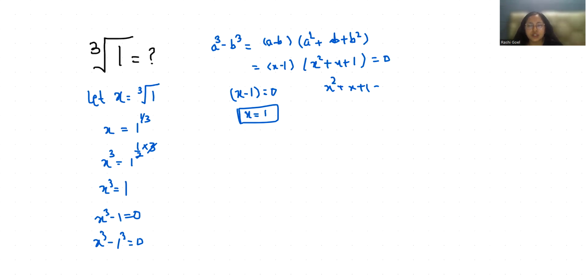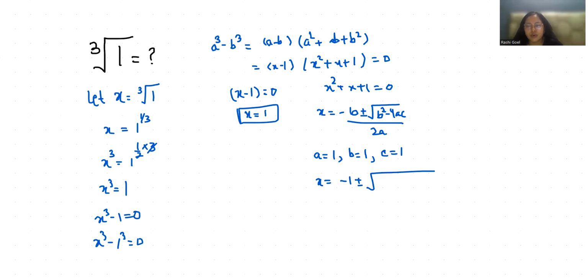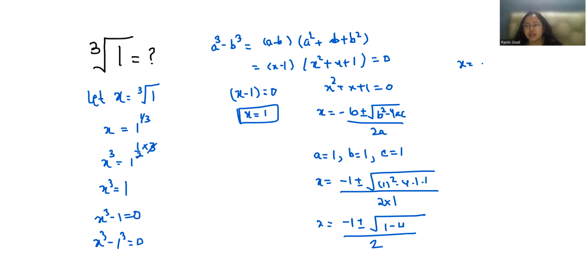So this is quadratic equation. So we are going to use quadratic formula, that is minus b plus minus under root b square minus 4ac by 2a, where a is coefficient of x square, b is coefficient of x, and c is the constant. So x is equals to minus 1 plus minus under root 1 square minus 4 times 1 times 1 by 2 times 1. So minus 1 plus minus under root 1 minus 4 by 2. So x is equals to minus 1 plus minus under root minus 3 by 2.